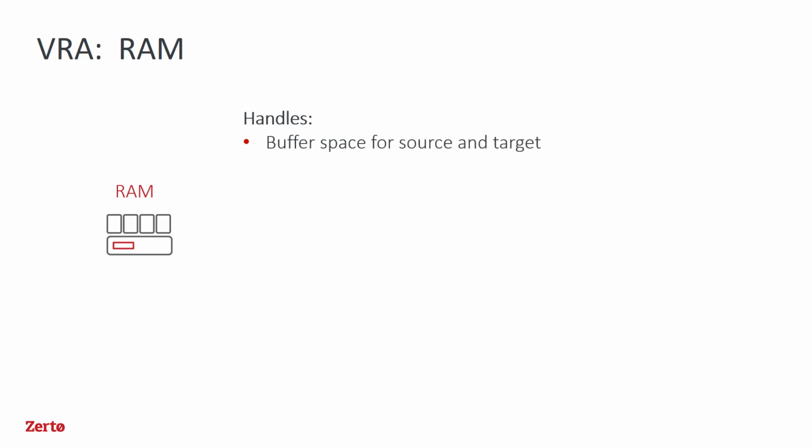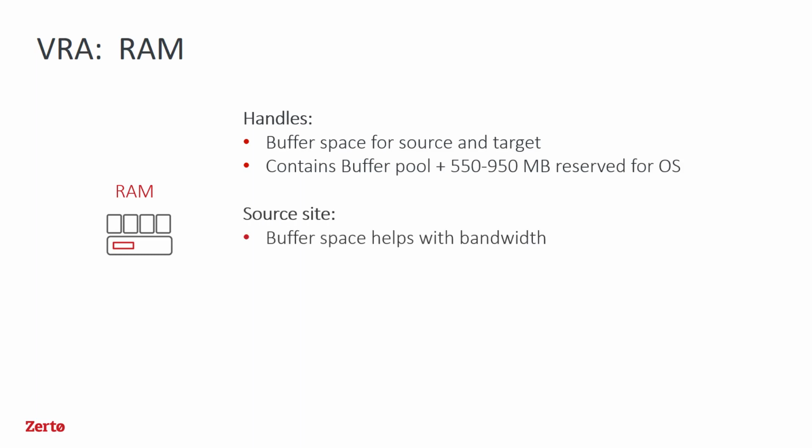The RAM handles the buffer space on both the source and target sites. Zerto's replication takes place in memory of the VRA itself, and this is where the buffer for replication occurs. RAM contains the buffer pool plus 550 to 950 megabytes reserved for the OS. On the source side, buffer space helps with the bandwidth because your disk is typically going to be faster or as fast as the bandwidth between the sites.